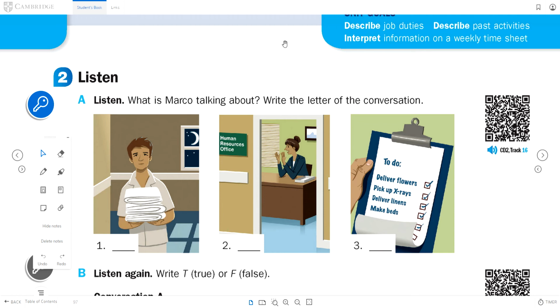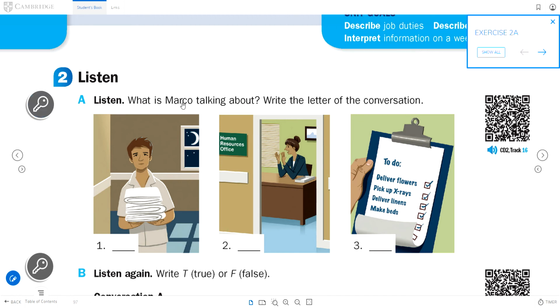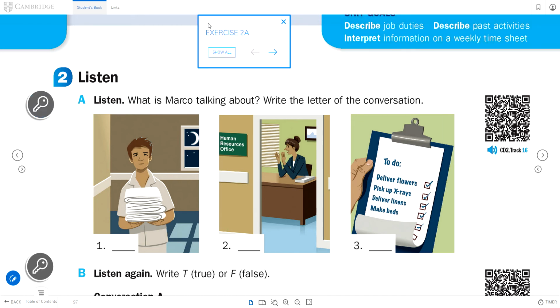Okay, so let's take a look here and do the correction of exercise 2A. So, conversation A, the first conversation, is it picture number 1, 2, or 3? What do you think? Conversation A.